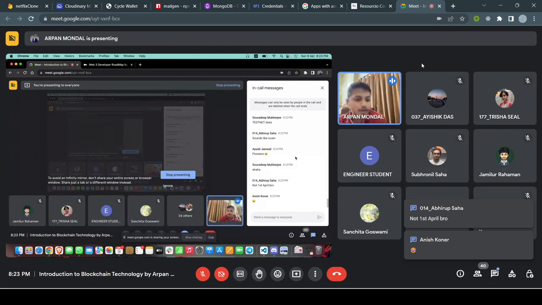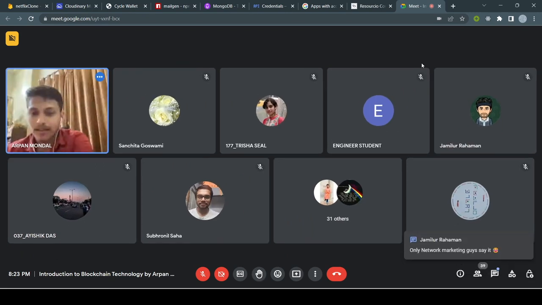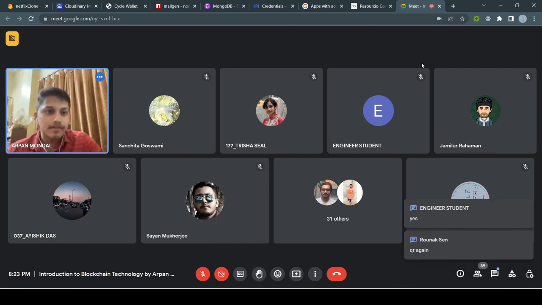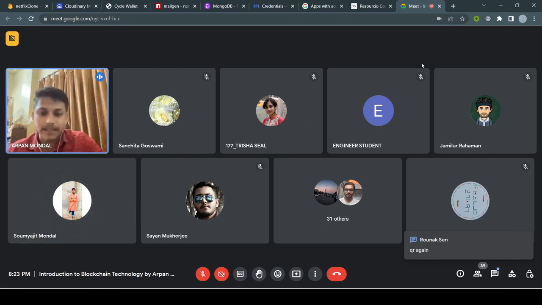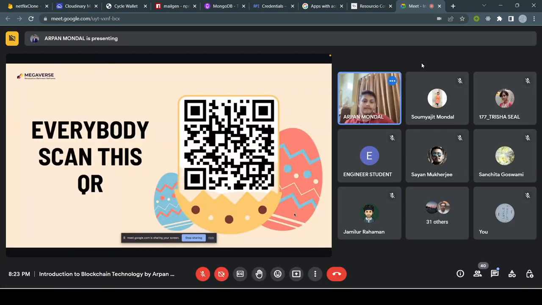If you are all muted, you can say it in the text. No problem. So are you guys ready to start the tutorial? Okay, yes. Can you share the QR? Someone is asking. Yes, I am sharing the QR. Has everybody got the QR?